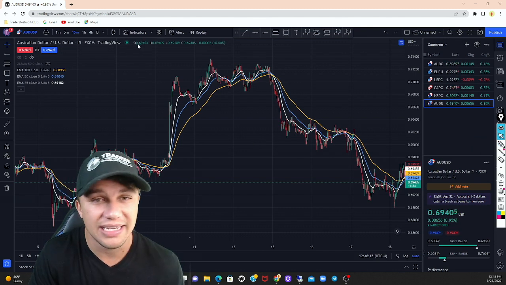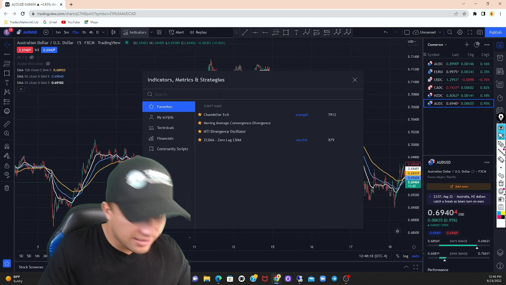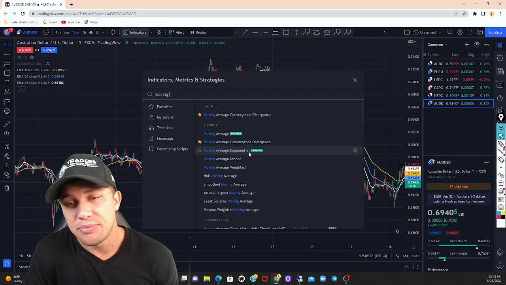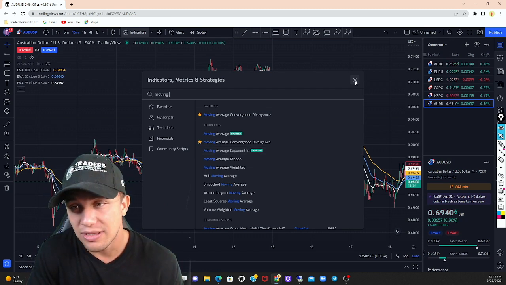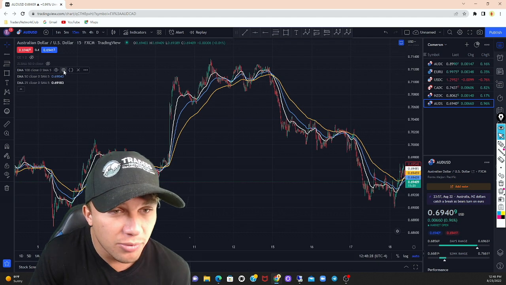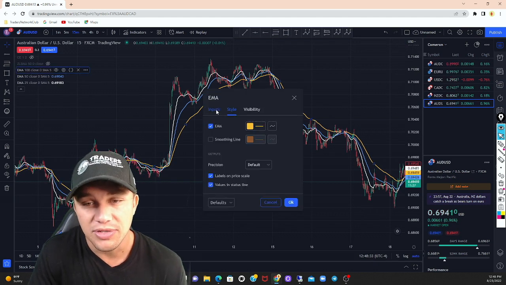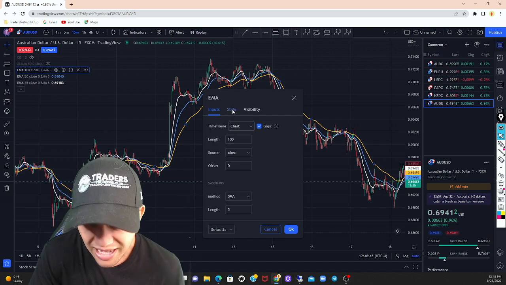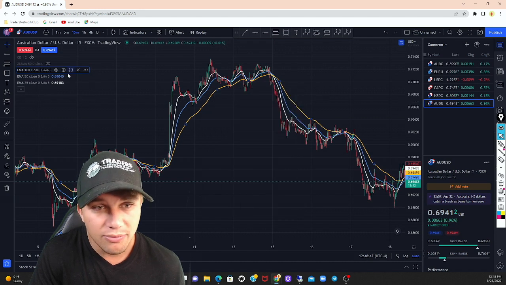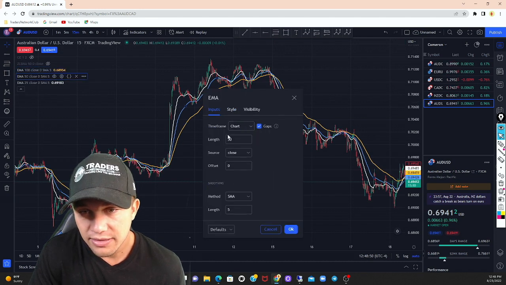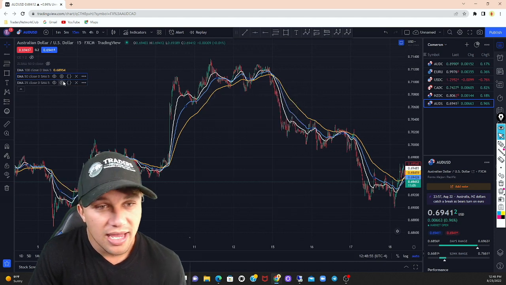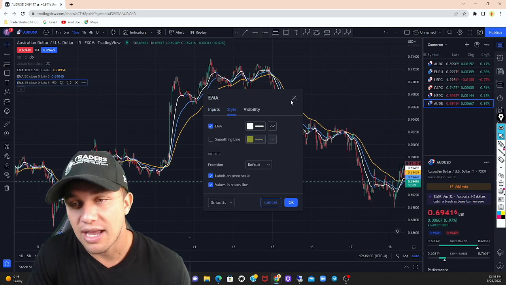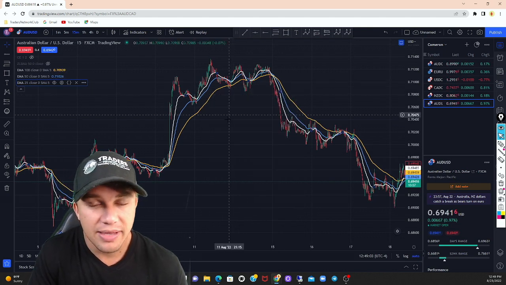Now, if you don't have these EMAs, go ahead and type in moving average, and you'll see it pop up, moving average exponential. Click that 3 times. You're going to need 3 of them, and you'll see that I have them all set up. Whatever color you want for each one is up to you, but the inputs are important. I have one at 100 length, and the 100 length is gold. Then I have one at 50 length, which is blue, and the last one is a 25 length, which is white. So there are my 3 EMAs on the chart.